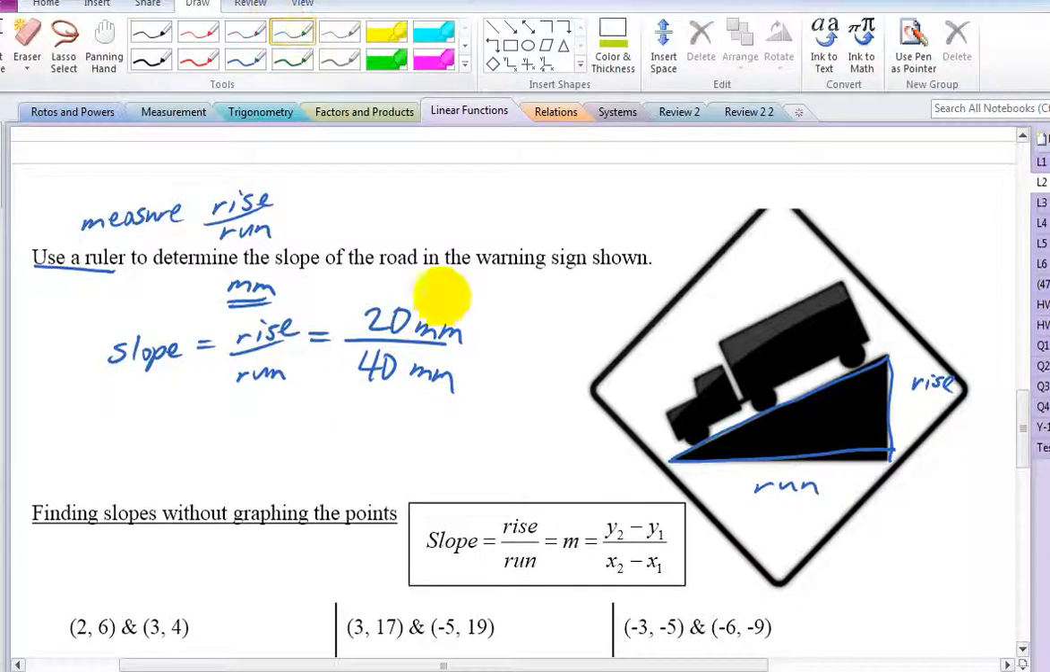So what happens is your units cancel out, so you're just left with a number. 20 over 40, what does that equal? 1/2. Okay? So that means you go up 1 for every 2. Okay? All right. Classic. I'm going to get you to measure a slope, folks, with a ruler. Like, you got to look at something to be able to tell me the slope.